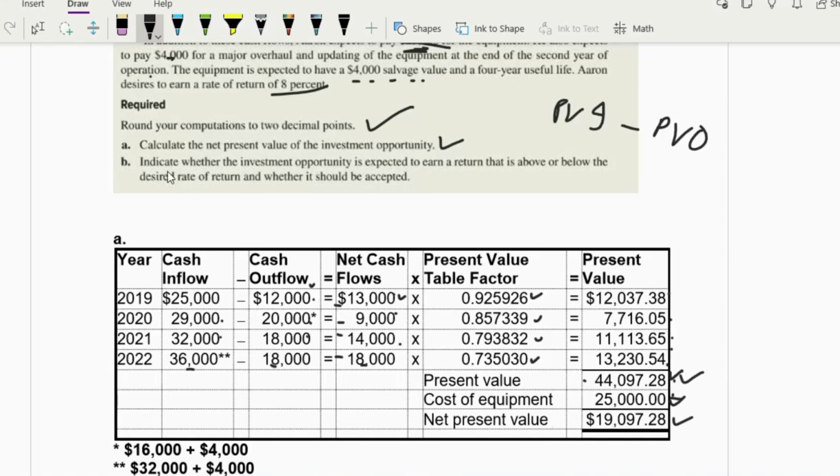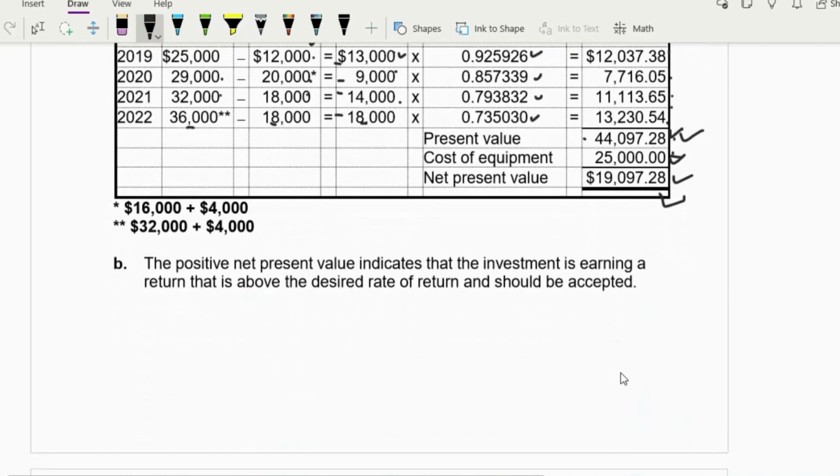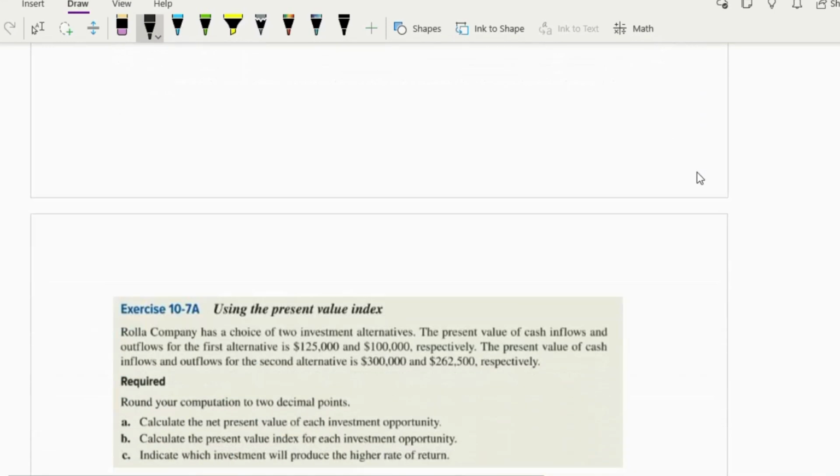Then they say indicate whether the investment opportunity is expected to earn a return that is above or below the desired rate of return. The desired rate of return is 8%. If your net present value is positive, it means your inflows are more than outflows. It means that you are earning more than your desired rate of return. So yes, it earns more. That's why we have net present value positive.